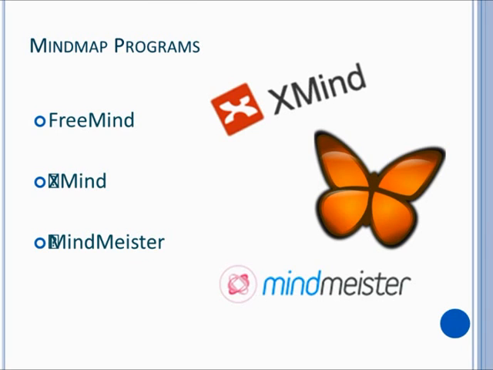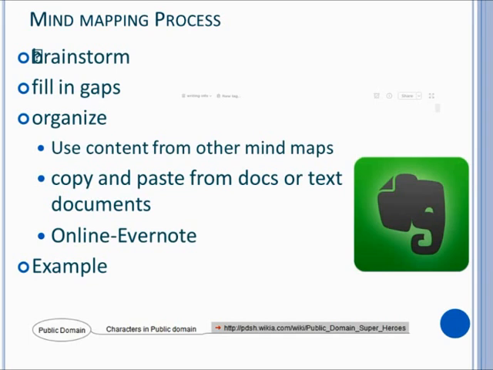With the mind mapping process, the way I think it works best is you're doing that brainstorming or the brain dumping that I talked about earlier. You're then looking at what you have, maybe deleting some things, filling in gaps with others, and organizing what you have.